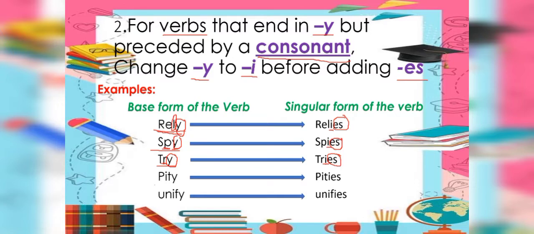Another, pity. It is also ending with Y and preceded by a consonant letter T. So, change Y into I, then add ES. Unify. It also ends with Y preceded by a consonant letter. So, change Y into I, then add ES.